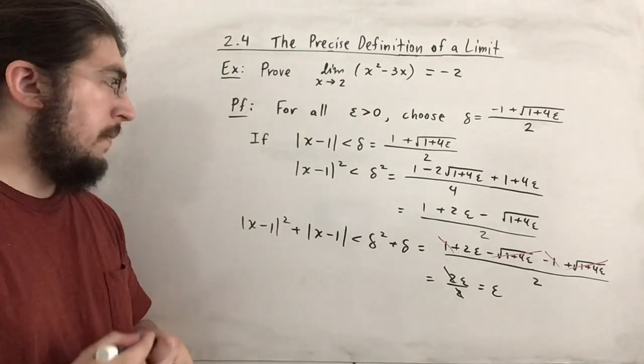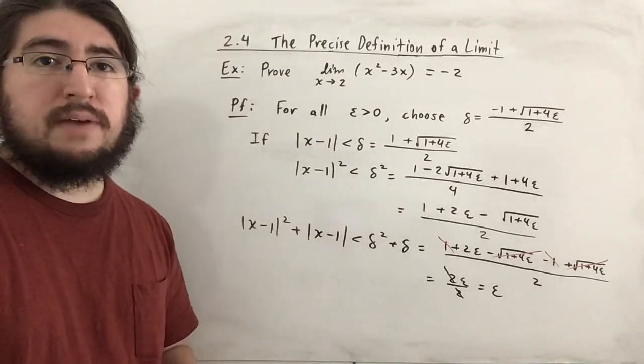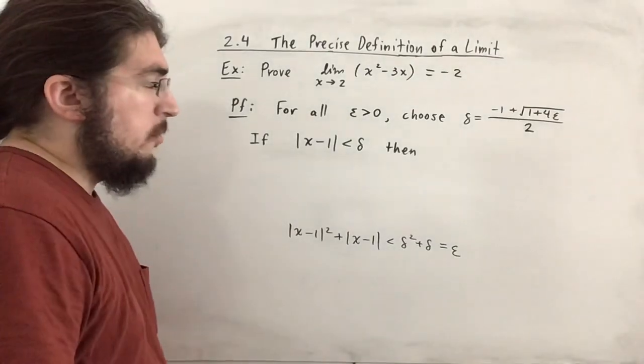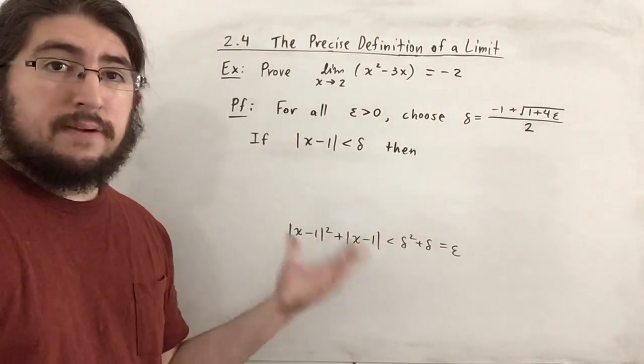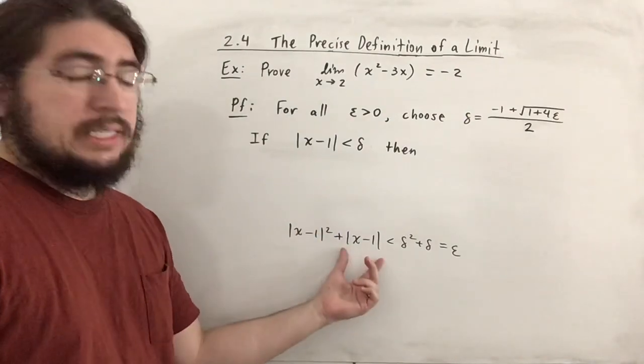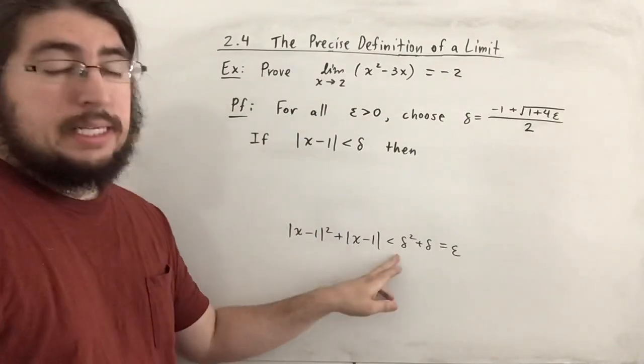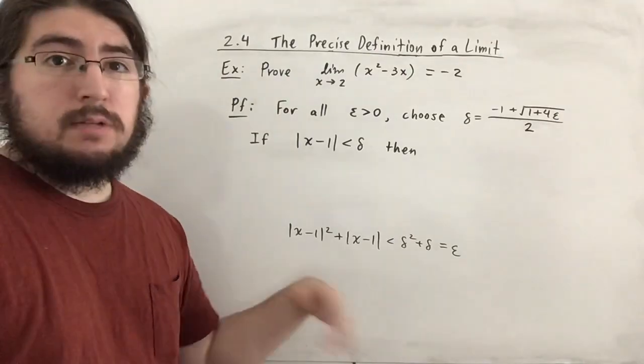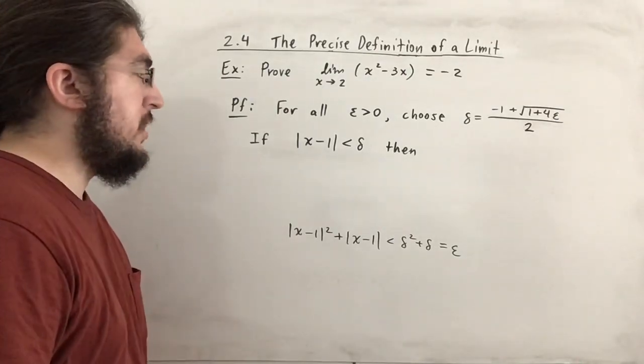But again, we're not quite done, because what does this exactly mean in terms of the original function? Well, I'm going to collapse this and then show that finally. Okay, so I've really just erased the work here and written our consequence or result, that the square of the absolute value of x minus 1 added to the absolute value of x minus 1 is less than delta squared plus delta, which is actually equal to epsilon with a little bit of algebraic manipulation.